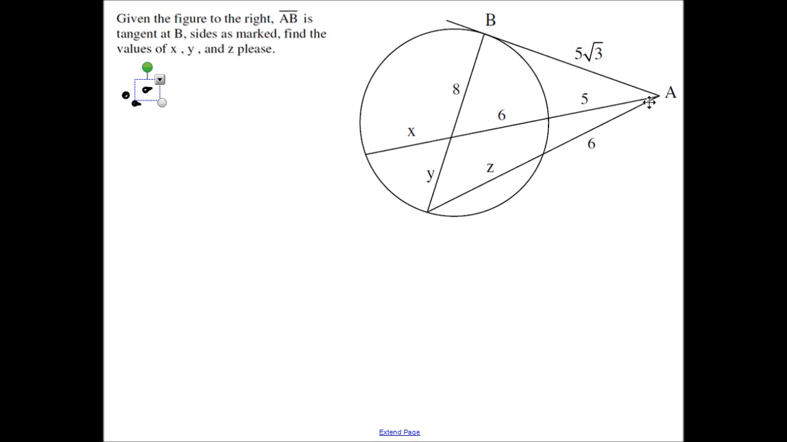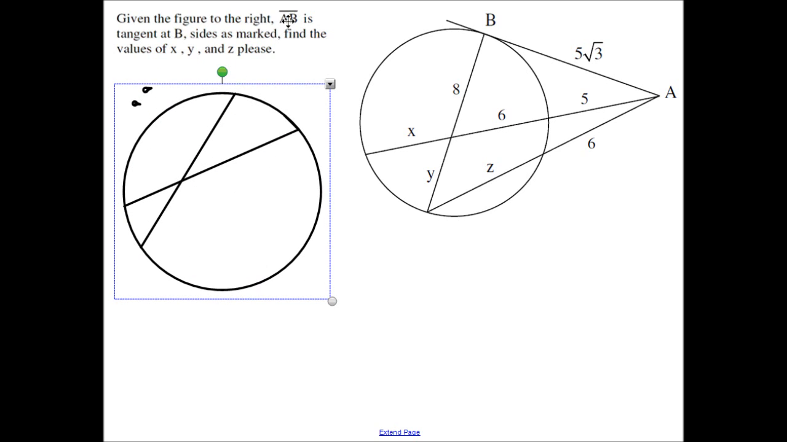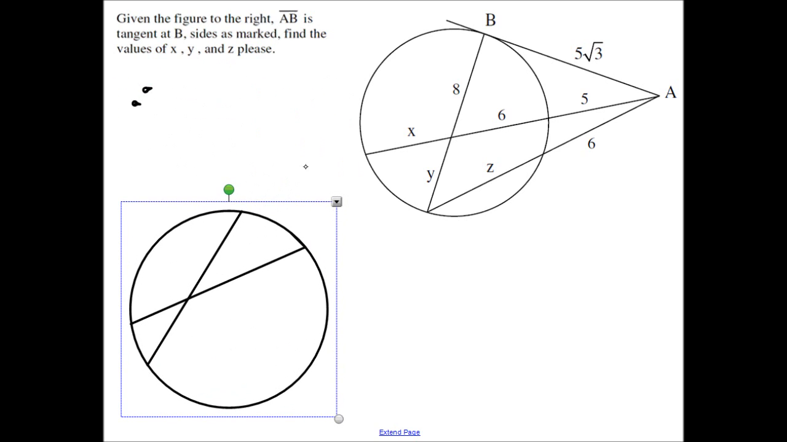And then there's also a couple of chords. Chords, if you remember, begin, for example, on point B and end on the circle. And actually, part of this secant segment is a chord too. If I'm beginning here and going all the way over to here, this is a chord as well. So some of the relationships that exist amongst chords and such in a circle like this.